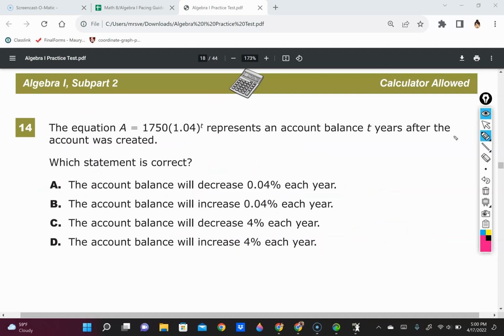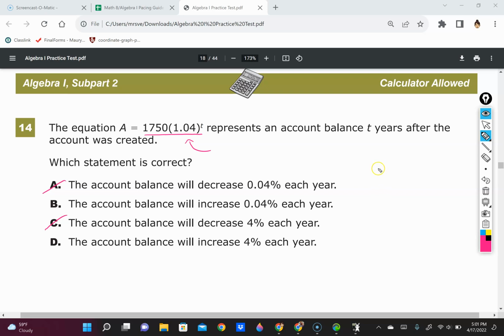The equation represents an account balance T years after the account was created. If you look at your answer choices, you're seeing a percentage. This is exponential growth. I know that it's growth because this number, your B factor, your rate, is greater than 1. So we're going to have an increase. Not a decrease, but an increase. If the number inside the parentheses for an exponential is less than 1, then it would be a decrease.